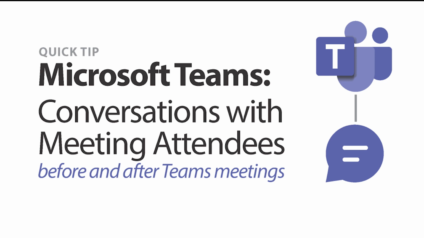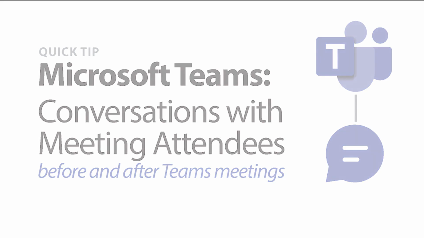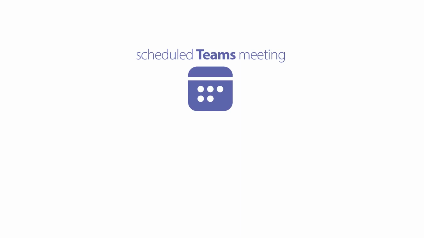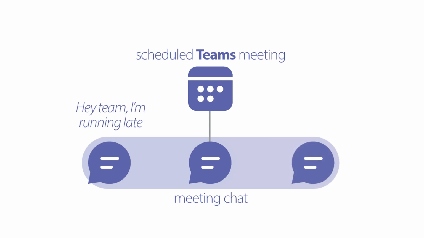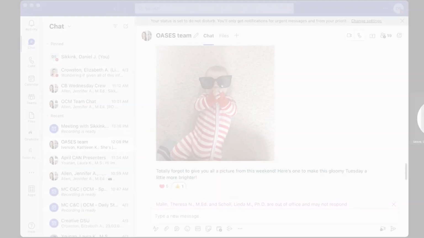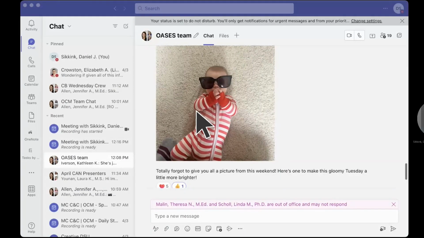Let's take a look at conversations with meeting attendees before and after Teams meetings. You probably already know, anytime you schedule a Teams meeting from Teams or Outlook, there's a meeting chat associated with it. Did you also know that you can start that chat before the meeting and also continue it after? I'll show you how. I'm using the Teams app here, but the instructions for the web app should be the same.